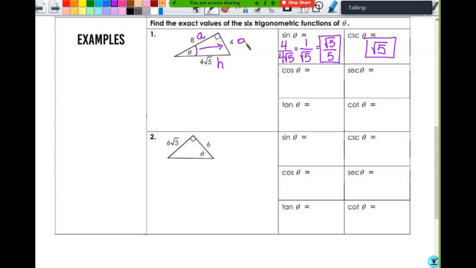All right, cosine, adjacent over hypotenuse. So this is going to give me 8 over 4 square root of 5. I'll reduce the whole numbers first, and that gives me 2 over square root of 5. So once I rationalize, what do I end up with? Yep, 2 square root of 5 over 5.